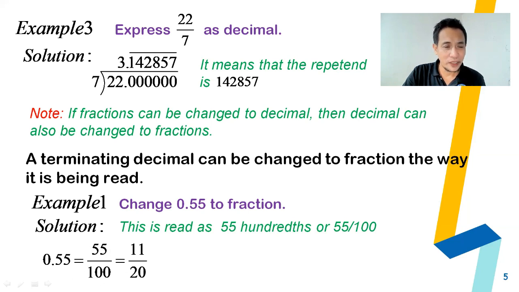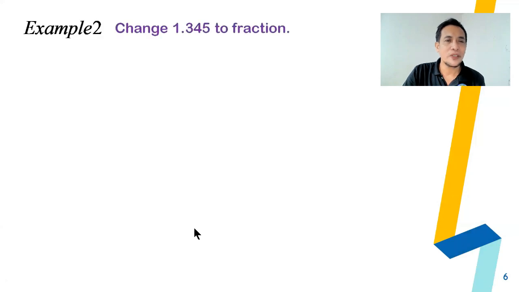We will simplify, or reduce, 55/100 by dividing the numerator and denominator by 5. 55 divided by 5 is 11. 100 divided by 5 is equal to 20. So the fractional form of 0.55 is equal to 11/20. Okay, so in example number 2, change 1.345 to a fraction.